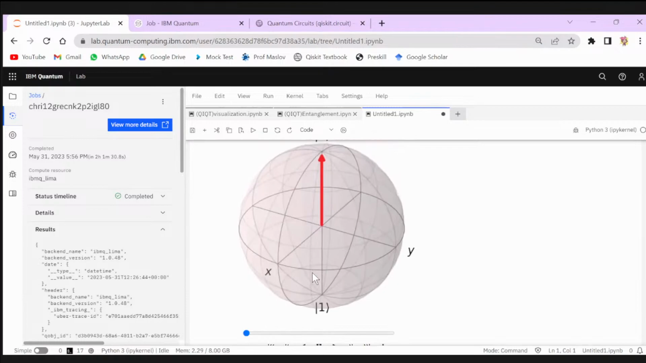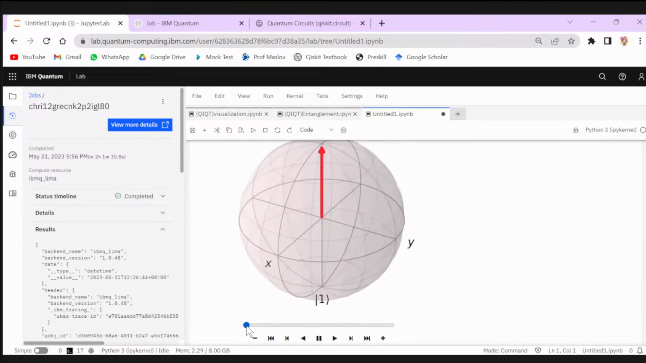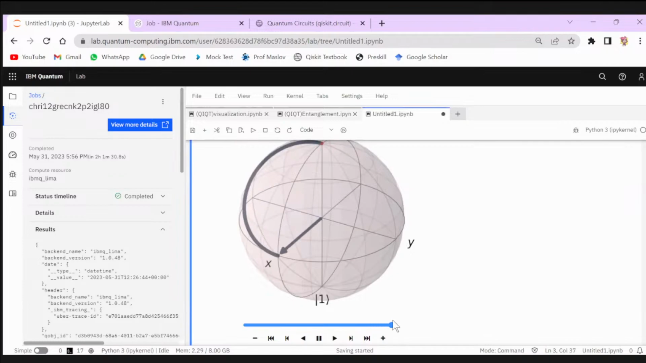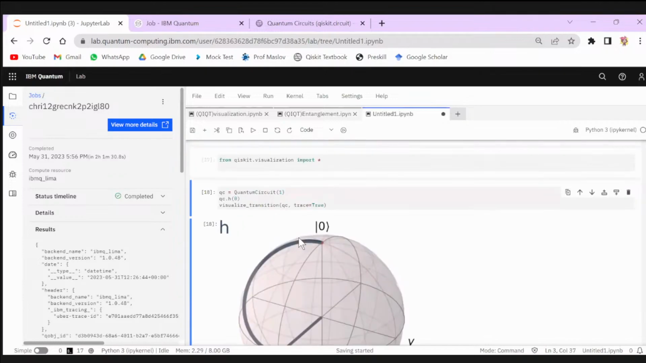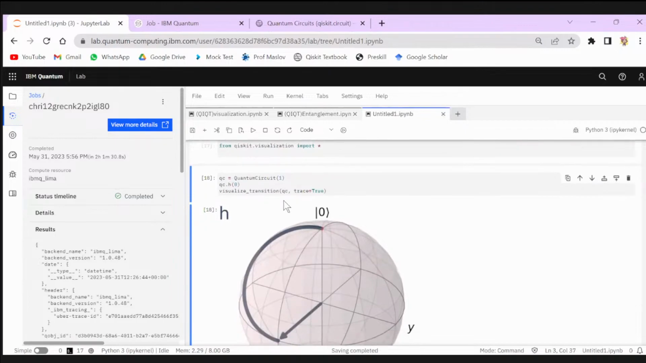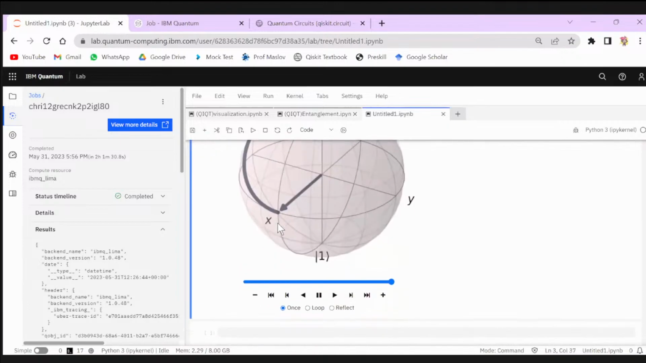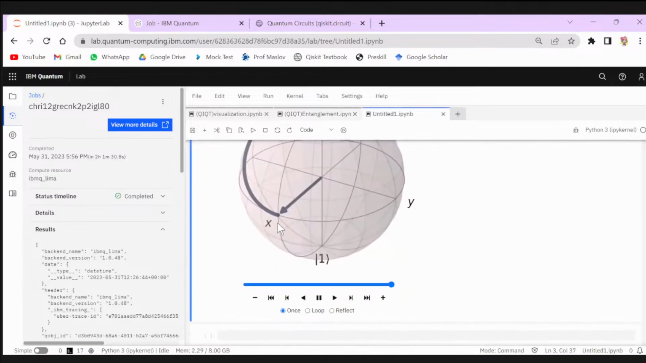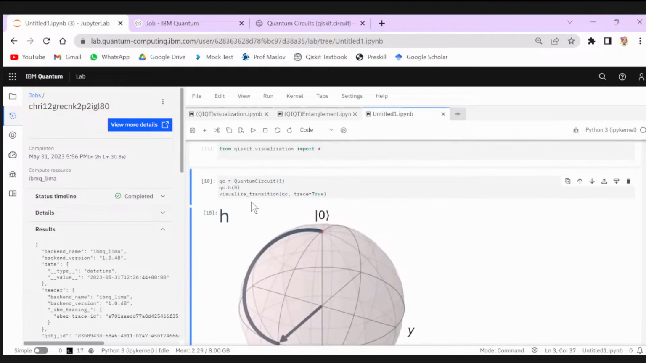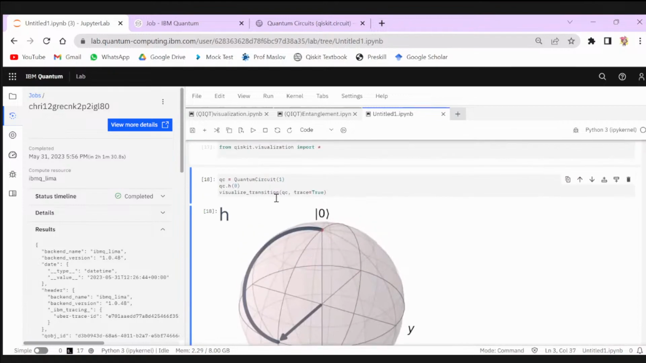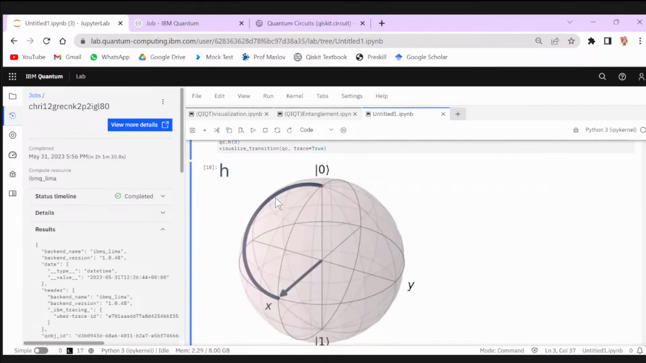You can see, you can slide this bar and you can visualize this. At the start we are in the 0 state, then we are rotating, and then the final state becomes the plus state. We know if we apply the Hadamard gate, the final state will become the plus state. So with these functions, you can visualize any quantum states.